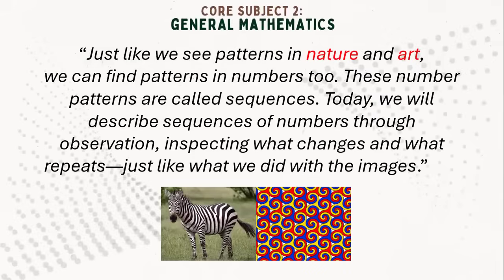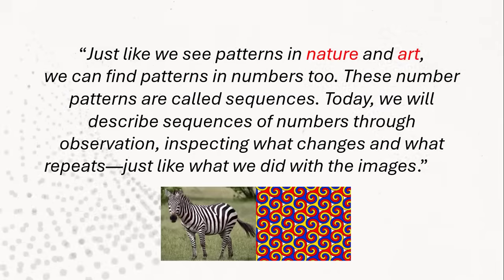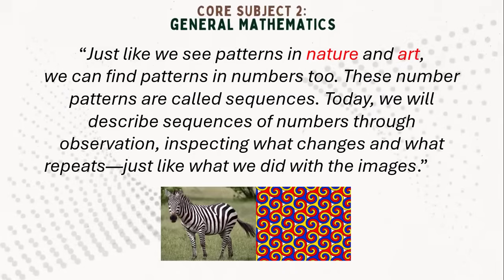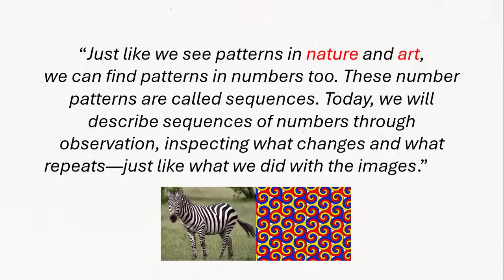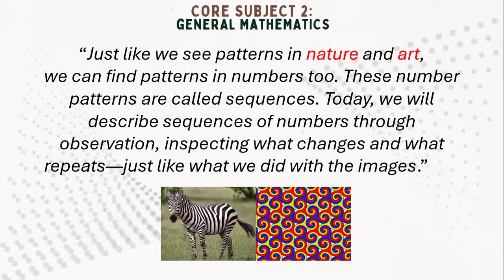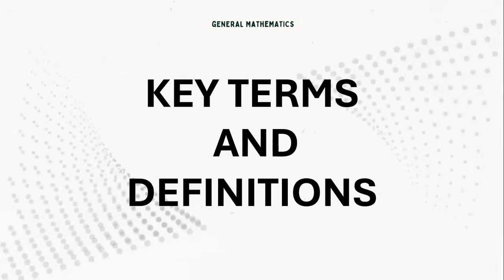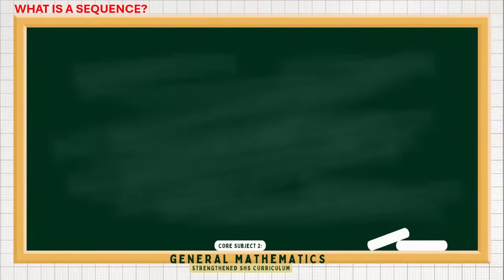So these numbers that we actually see in mathematics are what we refer to as sequences. Just like how we imagine nature and art, all of those patterns require the concept of a sequence. In mathematics, what is a sequence? So let's talk about the key terms and the definitions. For the first one, what is a sequence?